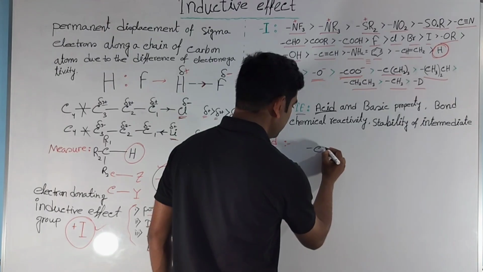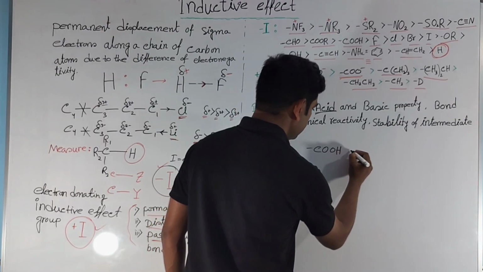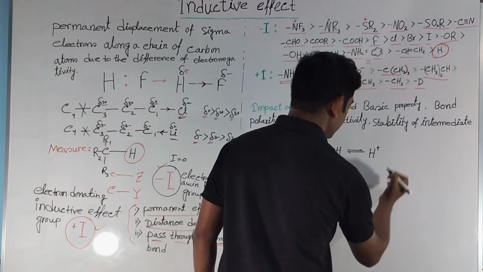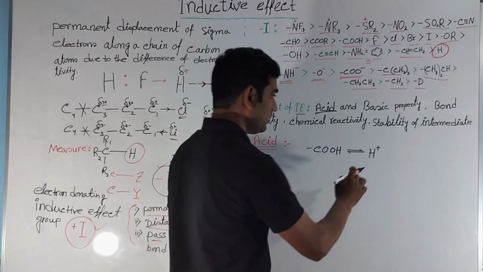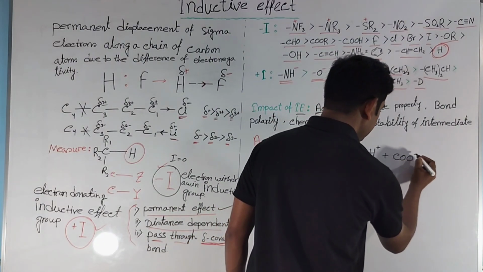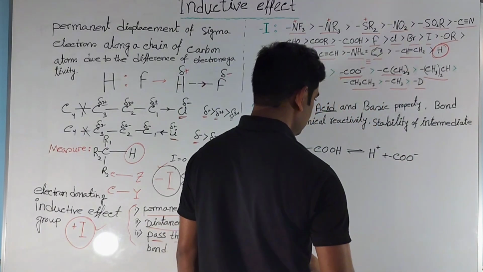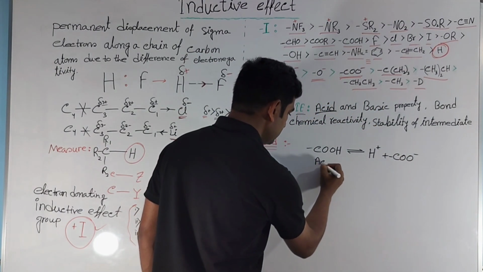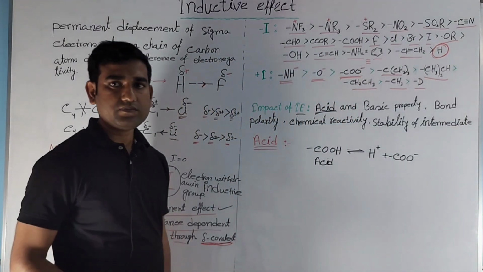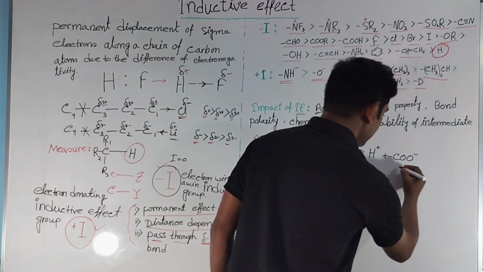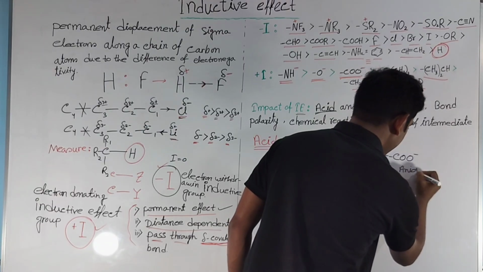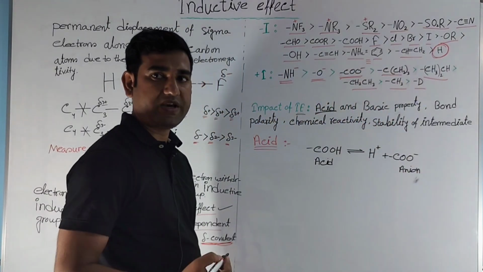Suppose any acid, carboxylic acid, releases a proton, means H plus ion, and forms a COO minus anion. This is the acid, this is the proton, and this is what we can say is the anion or conjugate base.